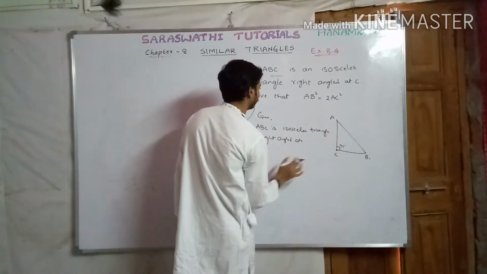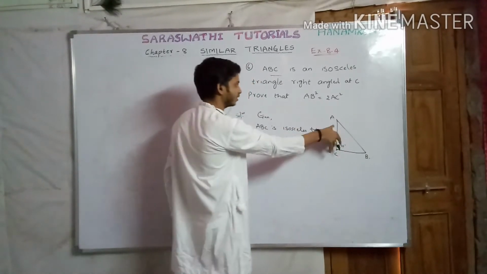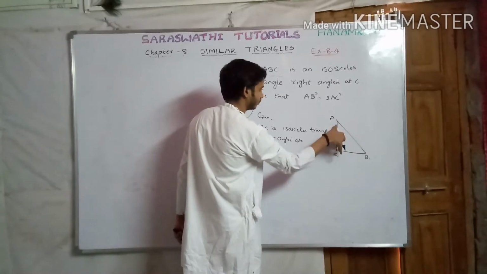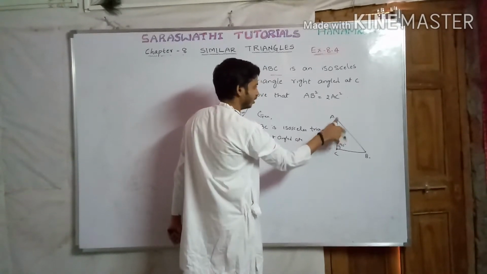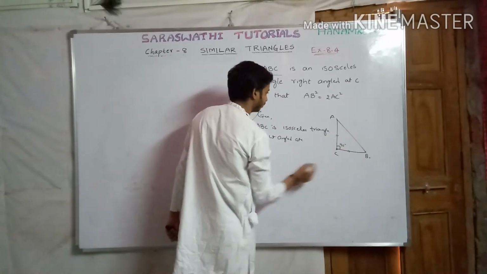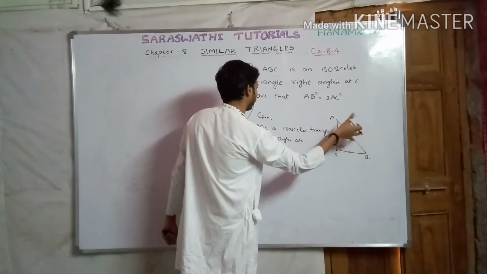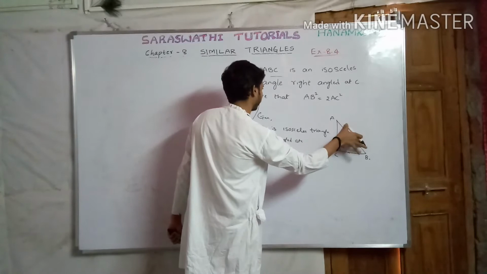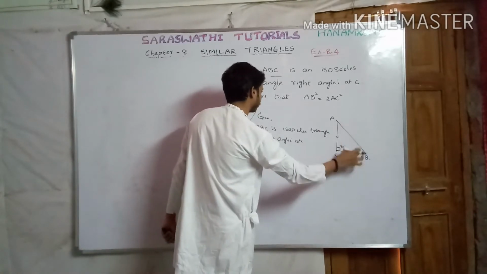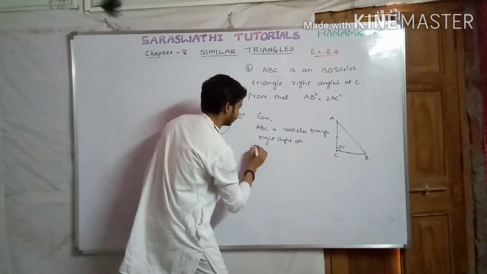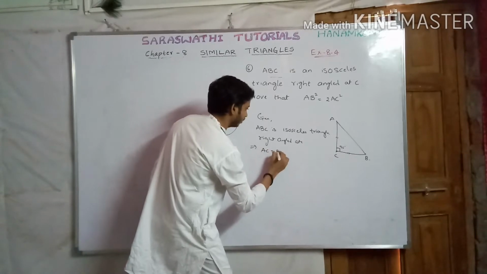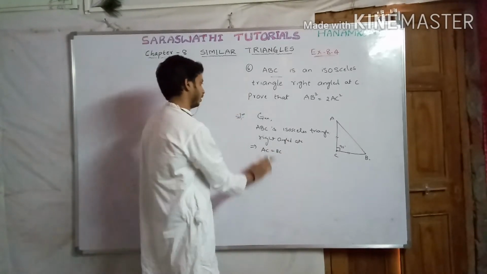That means we know that an isosceles triangle is one with any two sides equal. In a triangle, if any two sides are equal, then it is said to be isosceles. Then AC equal to BC. We are considering AC equal to BC. Why? Because here AB is the longest side, that means AB is the hypotenuse. So the remaining two sides are equal. So it implies that AC equal to BC.